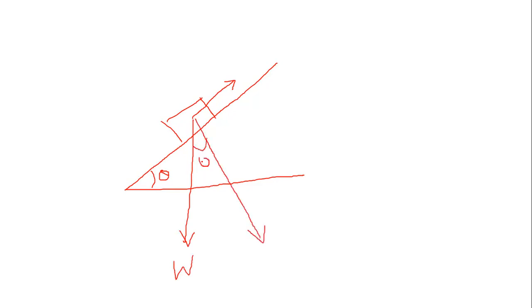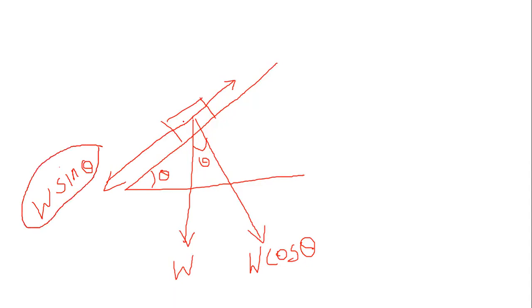This is theta. Now, if we are going to resolve this along this, then it is W cos theta, and along this W sin theta. So, what is this W sin theta? It is nothing but the component which is parallel to the slope or parallel to the gradient.